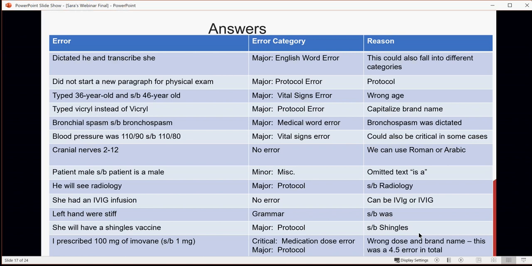I prescribed 100 milligrams of Imivane, should be 1 milligram. Okay, we've got a couple of errors here. Medication dose error. We transcribed 100. The dictator said 1 milligram. We also didn't capitalize Imivane, which is a protocol error.